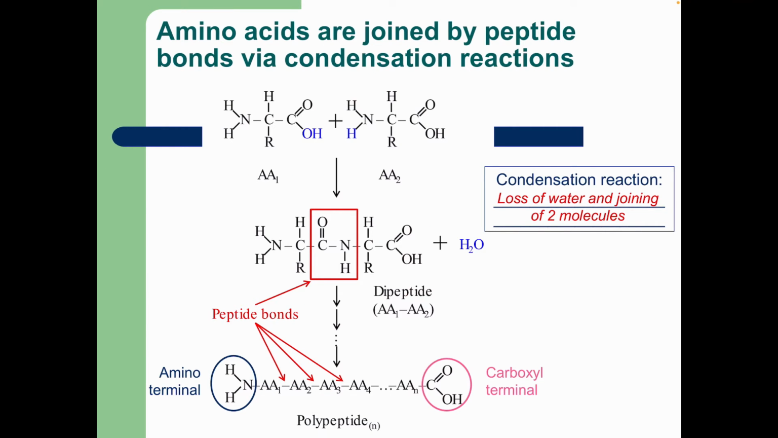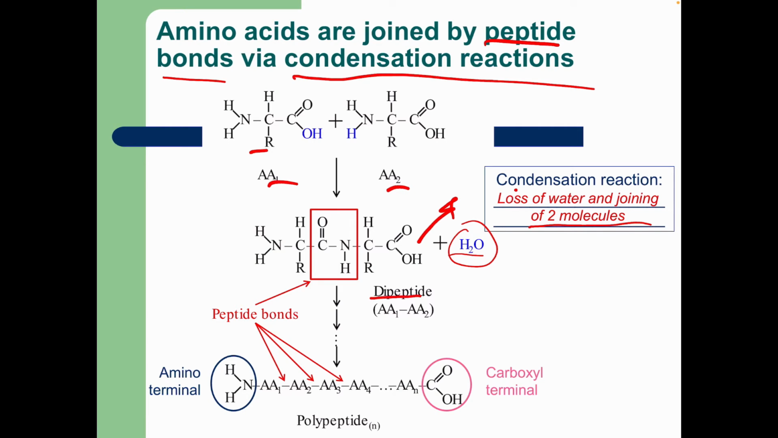As we mentioned, amino acids are joined by peptide bonds via condensation reactions. Again, in condensation reactions, water, or H2O, is removed from the equation. There's a loss of water and a joining of two molecules. Here we can see the formation of two amino acids, 1 and 2, into a dipeptide. This dipeptide can form peptide bonds with a larger polypeptide, where we see the amino terminus at one end and the carboxy terminus at the other end of the polypeptide.